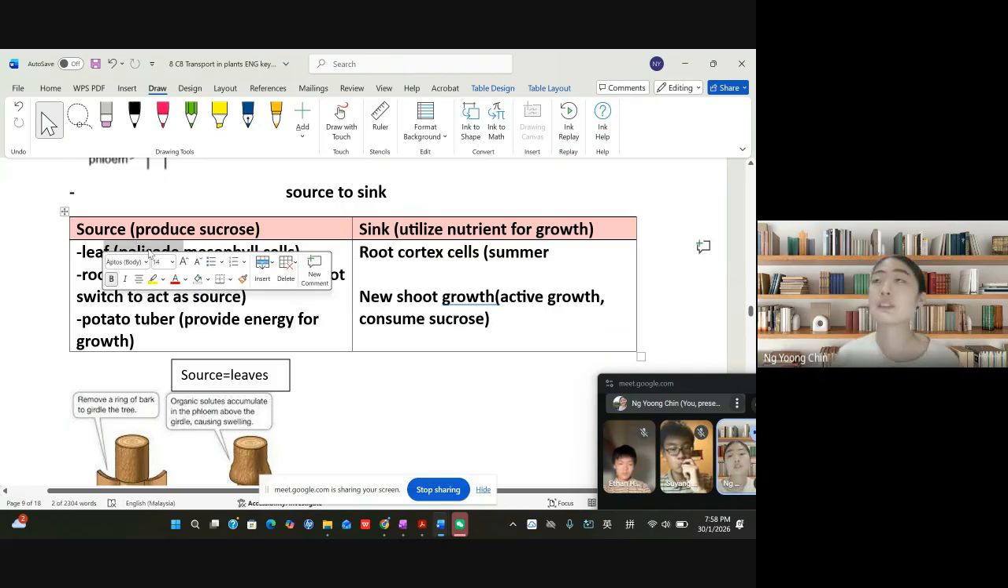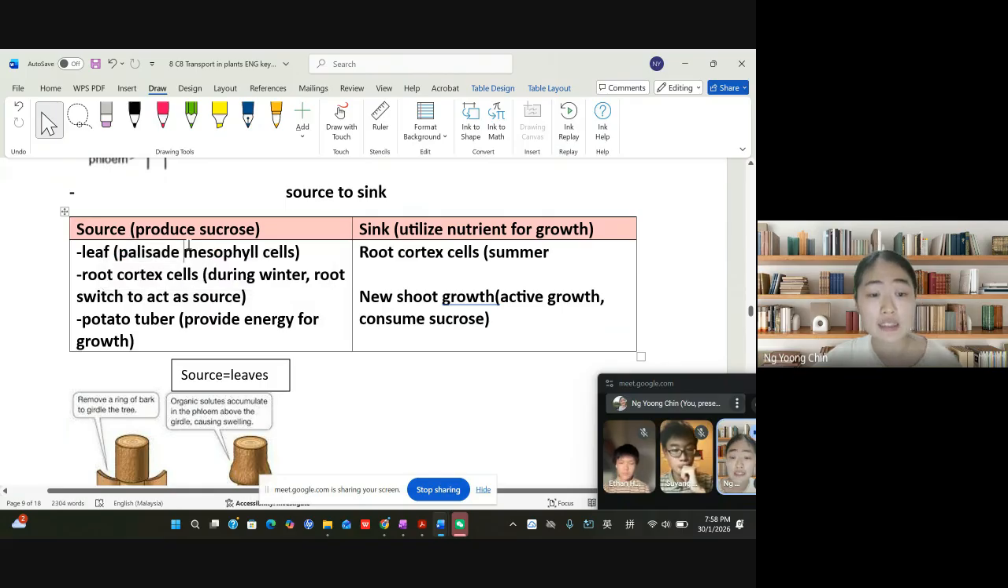They will become the source. It's because the leaf can do photosynthesis. And then how about in the winter time? In the winter time with lesser sunlight, the plant is unable to do much photosynthesis, so that's why they can utilize the nutrients stored in the potato tubers or the root cortex cell.